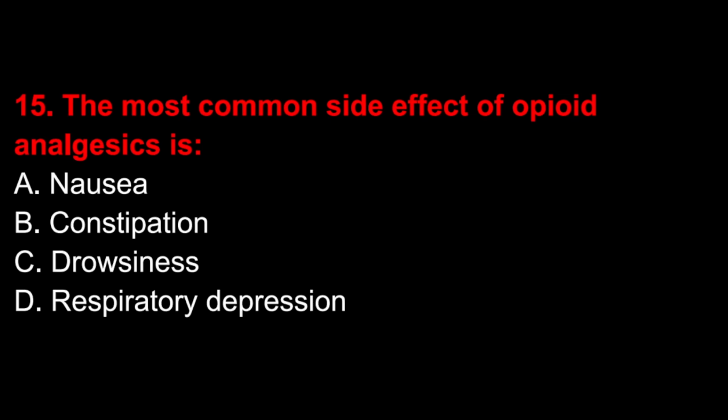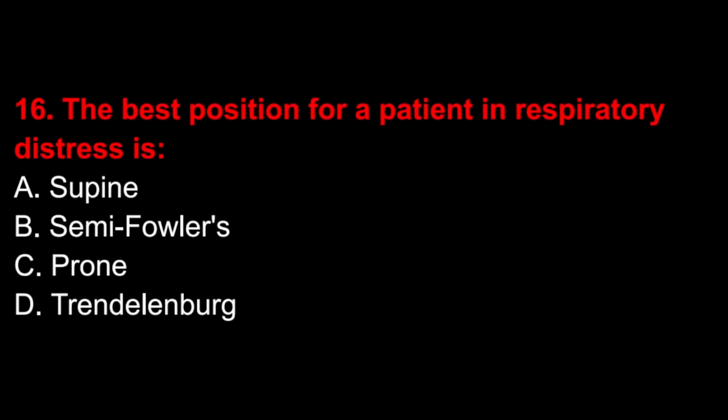Question number 15. The most common side effect of opioids is. Correct answer is option B, constipation. Question number 16. The best position for a patient in respiratory distress is. Correct answer is option B, semi-Fowler's.